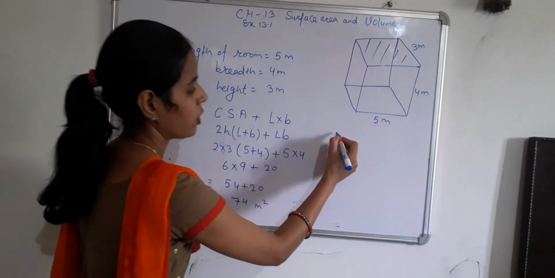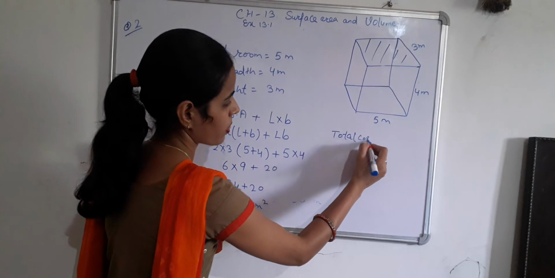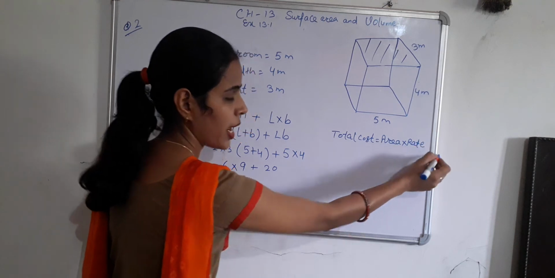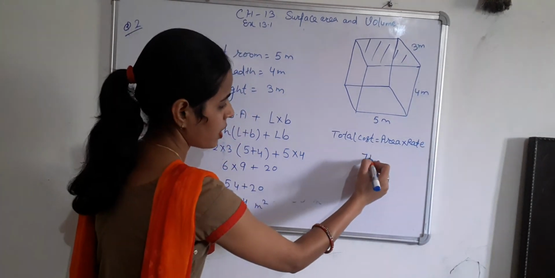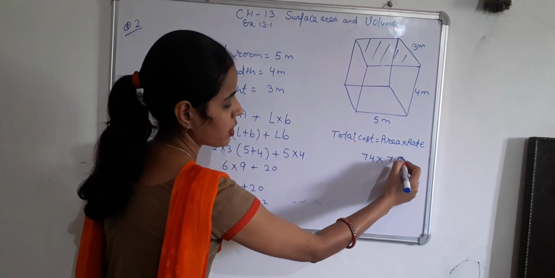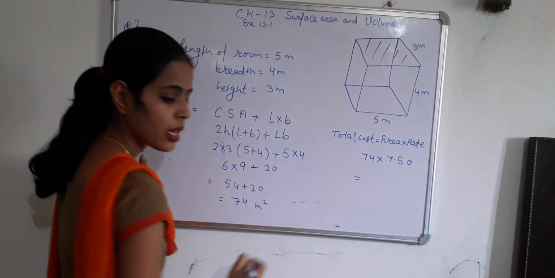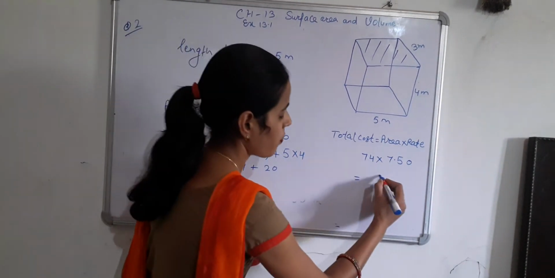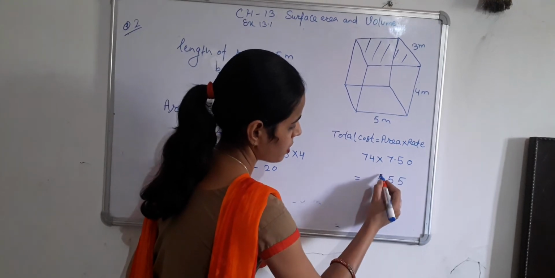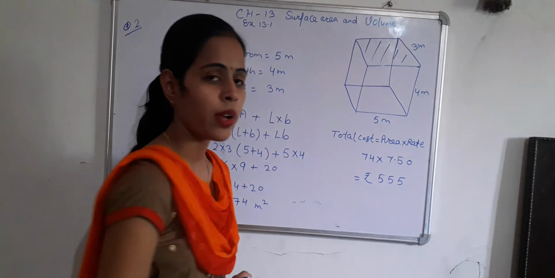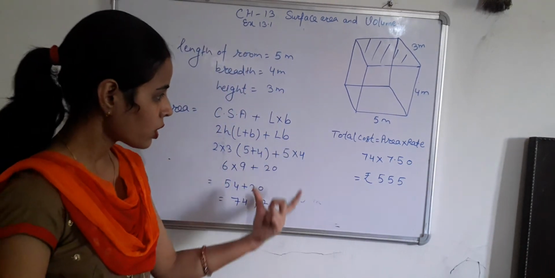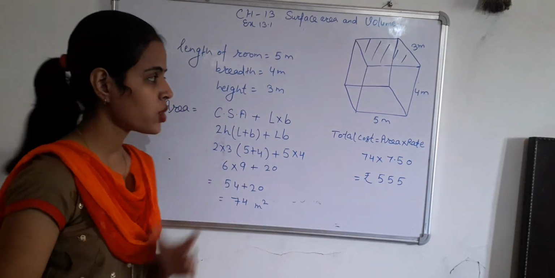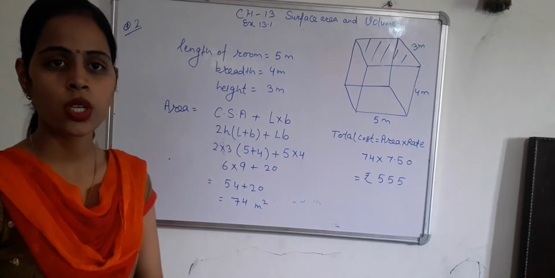Now find the cost. Total cost equals to area into rate. Cost at 1 meter square. Area is 74 and cost at 1 meter square is rupees 7.50. If we multiply 74 by 7.50, then 555 comes. Rupees 555. So the total cost of the 4 walls and ceiling is rupees 555. Now question number 2 is complete. We are going towards question number 3.